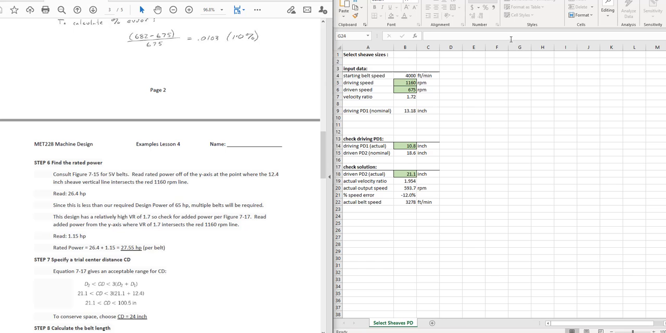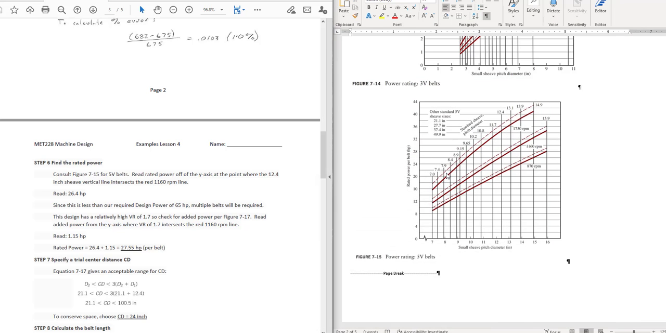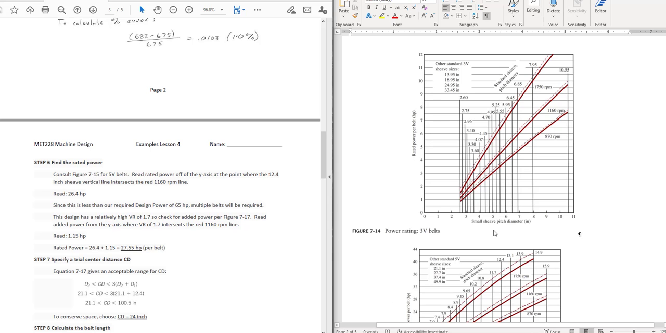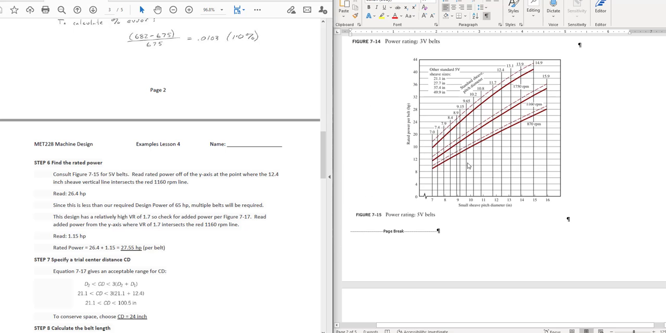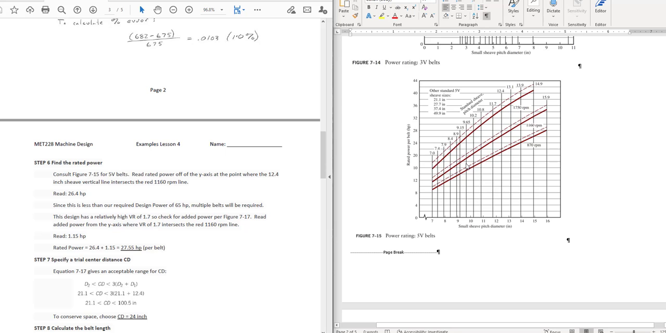Find the rated power. To do that, you're going to consult this table that we're talking about here, figure 715, and that's for the 5V belts. If your problem is a 3V belt, you're going to look at figure 714. If it's an 8V belt, you're going to look at figure 716. But this is a 5V that we're working with, so we're going to look at figure 715.